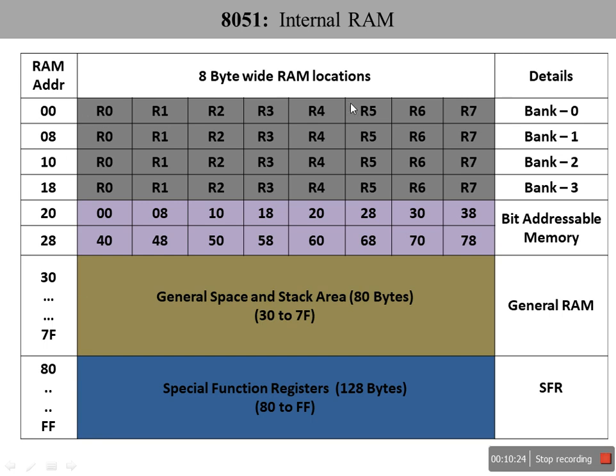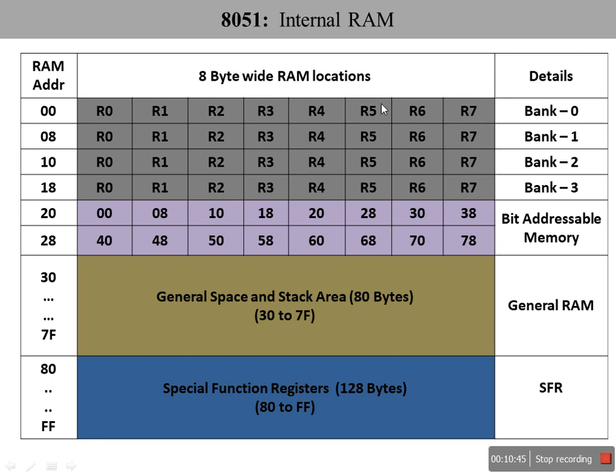Let's concentrate on the internal 128-byte RAM division. Look at the starting address 00. At 00 we have bank 0, then at 08 we have bank 1, at 10 bank 2, then bank 3, and so on. So bank 0, the first bank, second bank, third bank, and a fourth bank.